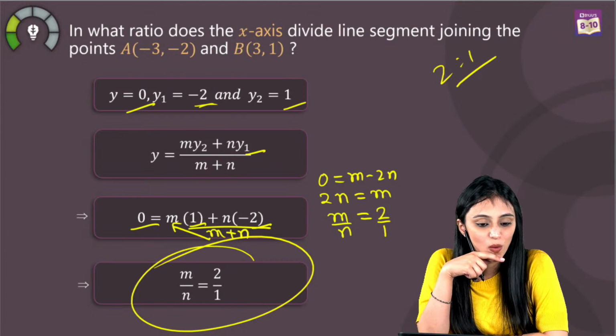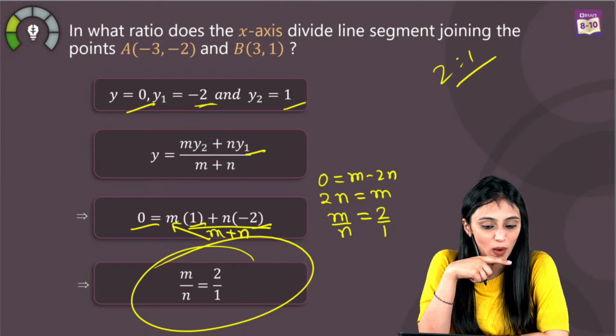Sambhavi says 2:1, Vaibhav 2:1, Sindhu 2:1, Achiever notes.